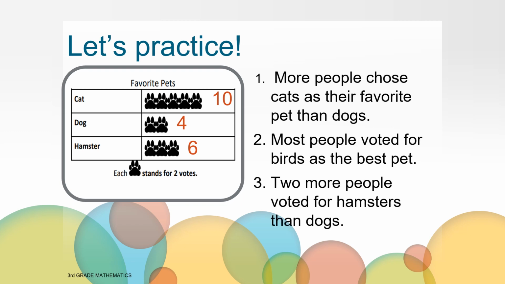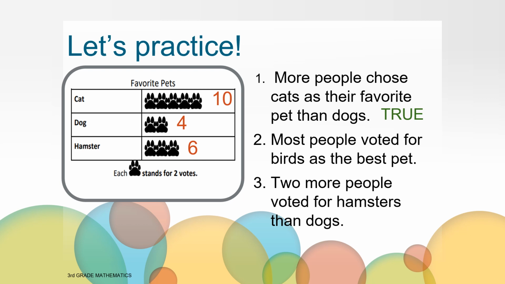The first one reads, more people chose cats as their favorite pet than dogs. Is this true or false? That's right. There were 10 votes for cats and only 4 for dogs, so more people chose cats as their favorite pet. This statement is true.